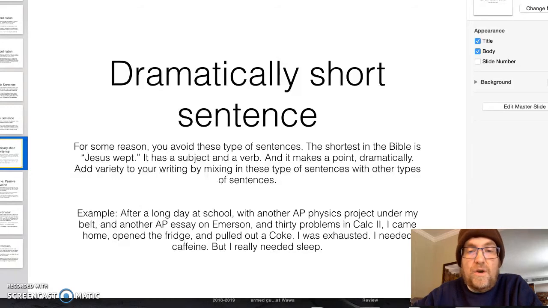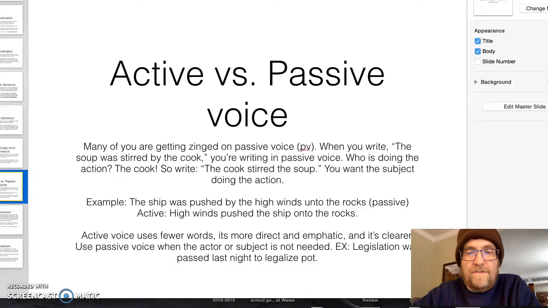Use them. You don't want to write them all the time because then it seems like you're in 2nd grade. However, stop with all the nonsense with these crazy sentences where I'm trying to find out what the heck you mean. All right, active versus passive voice.